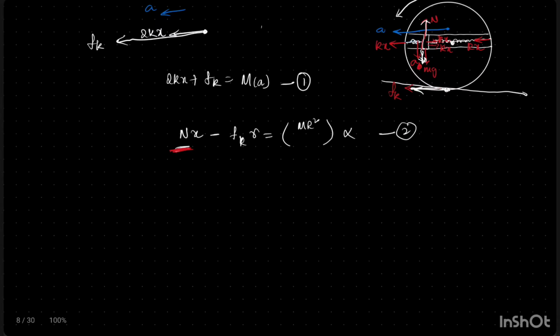What can we do as equation 3? If we take the small bead, there are some forces acting on that bead. Let's take that bead like this. This is the bead.